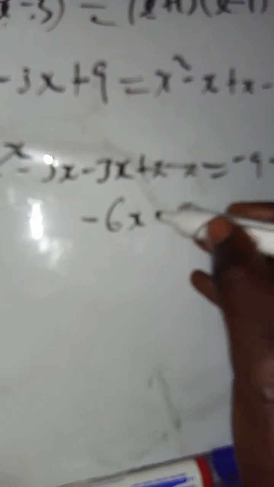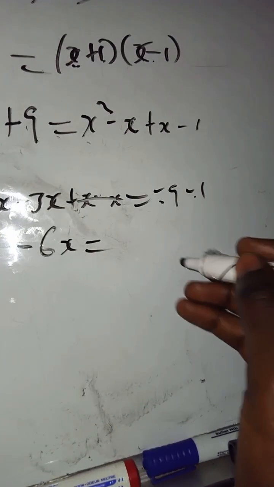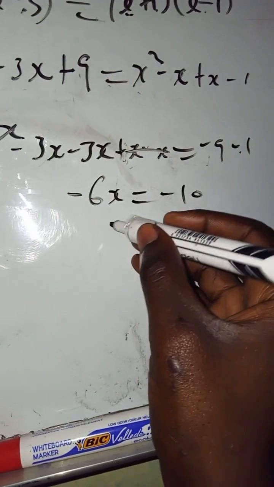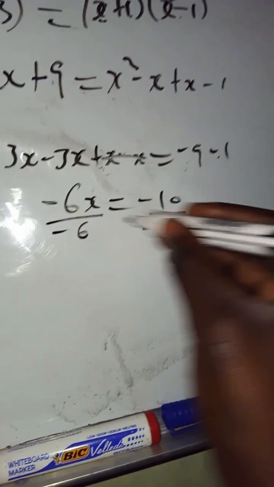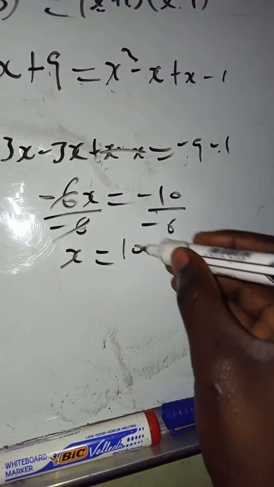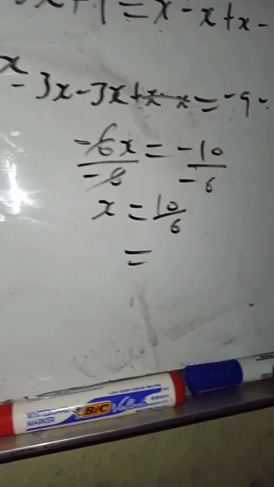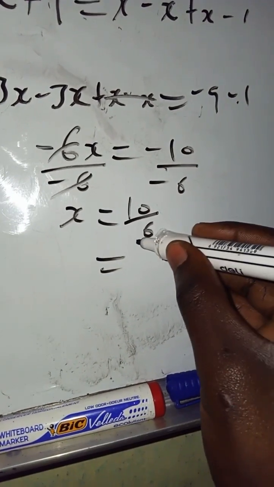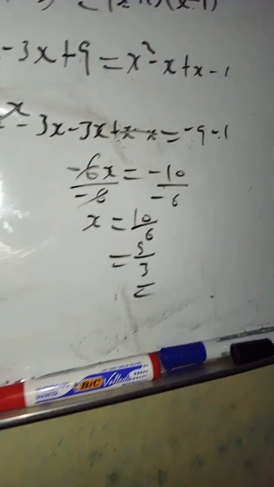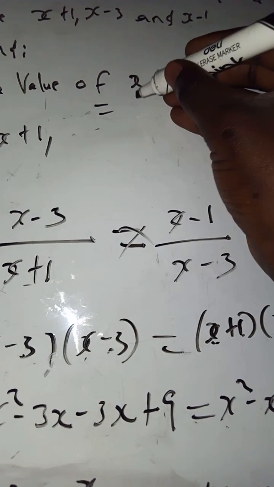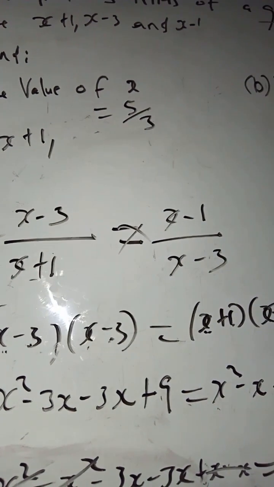So in short, this will cancel. We're going to have negative 6x being equal to what? This and that to give us negative 10. Negative 9, negative 1. So this is dividing by negative 6, negative 6. Therefore, x equals 10 over 6, which can be written as, what numbers can go into both without leaving a remainder? 2, right? So we're going to have 5 over 3. Therefore, x equals 5 over 3. So we found the value of x.